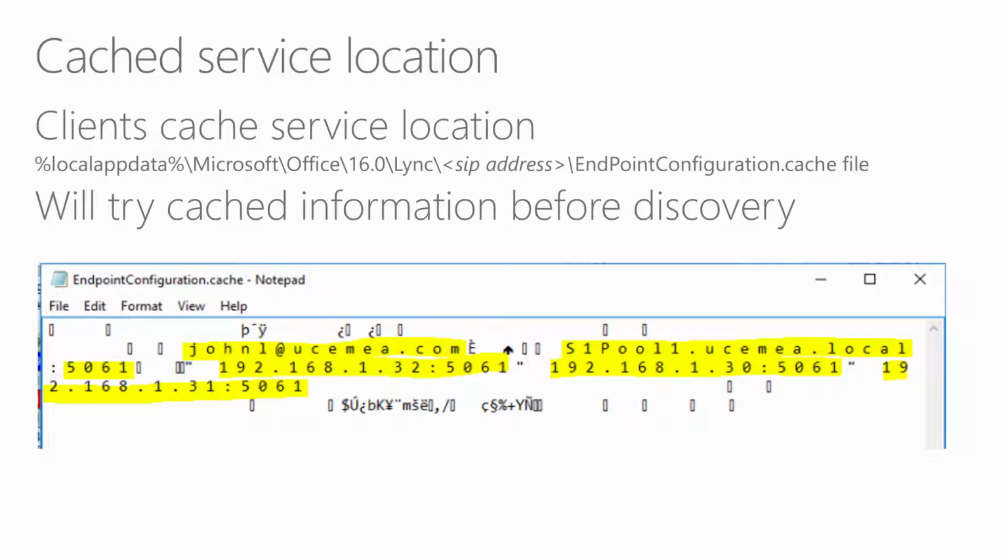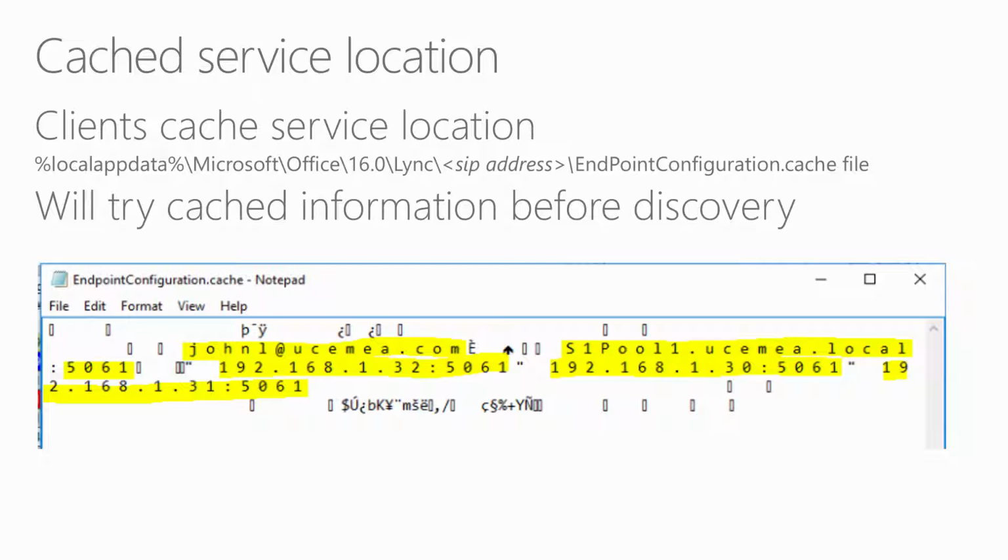And if you open this in a text editor, then you will see some gibberish information, but there is also information that you can actually read. So in this example, John L at ucemia.com signed in, and you can see here the FQDN of the pool and the IP addresses and ports of the front-end servers in this pool. In this case, the user obviously signed in internally because it's a .local FQDN, cached that information, and before the client will do anything else while trying to sign in, it will try to connect to this known server.